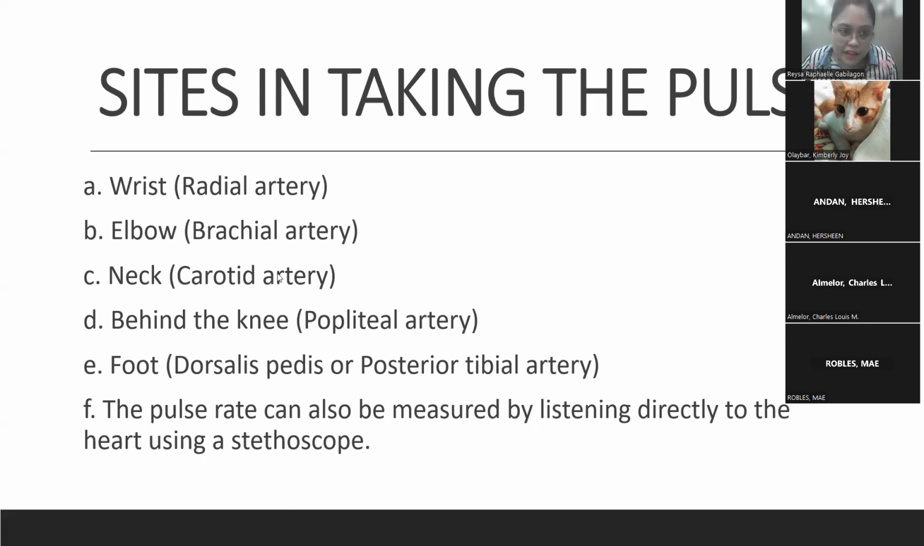We have the brachial artery there, and then sa neck, pwede din namang hanapin nyo yung carotid artery. Behind the knee also, but that is actually unusual. We don't do that most of the time. Only for special cases. So you have the popliteal artery there, and then sa foot also meron, sa paa. So we have the dorsalis pedis, or yung posterior tibial artery natin. And then we can also measure directly sa heart natin. Remember, parehas lang naman yung pulse rate and yung heart rate. We may do that using a stethoscope. Okay? Questions or clarifications regarding this one?